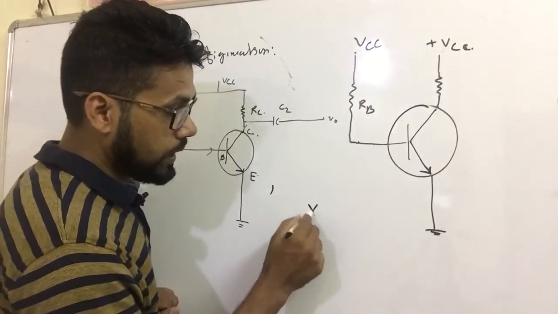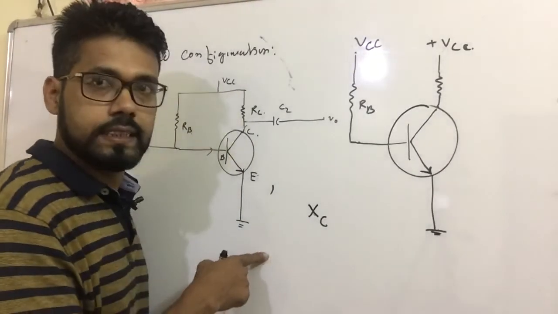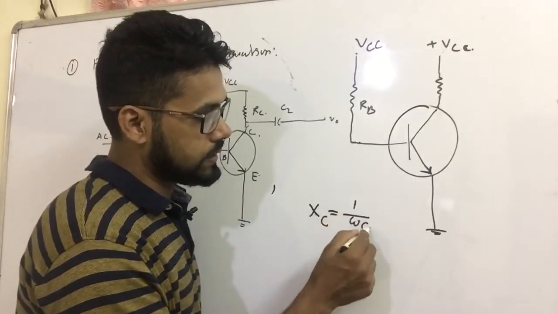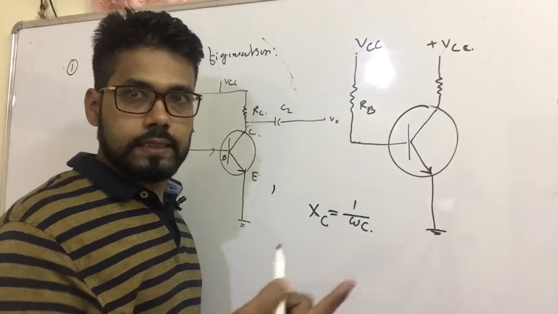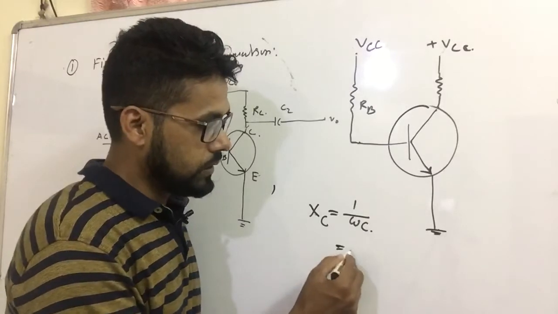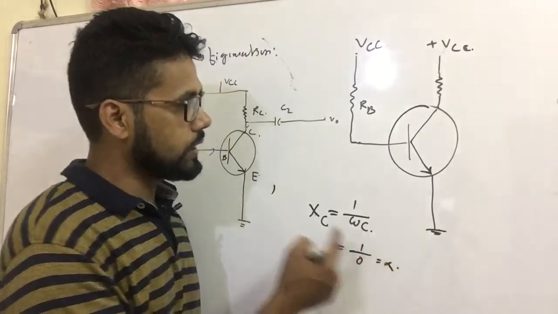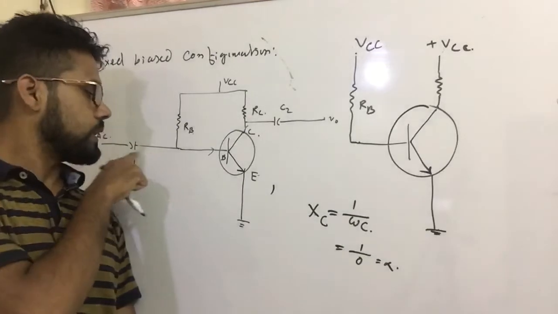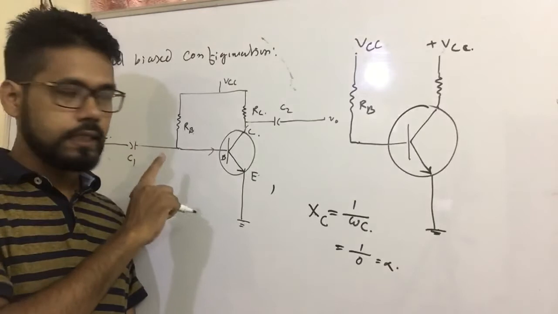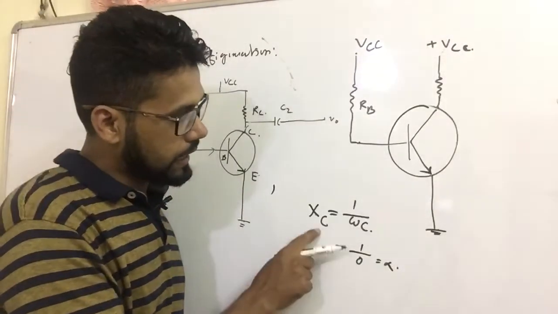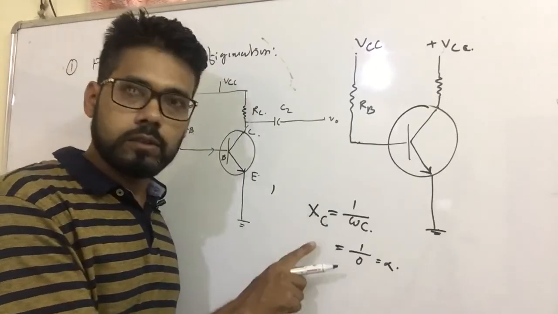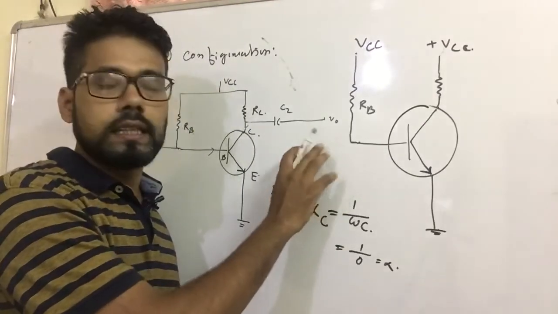Why? Because you have analyzed XC. XC is the resistance due to capacitance, equal to 1 by omega C. In case of DC analysis, the frequency is 0. So 1 by 0 is infinity. So that means this capacitor totally blocks the DC. It will only allow the AC to pass. So in case of DC analysis, we have to remove the capacitor.